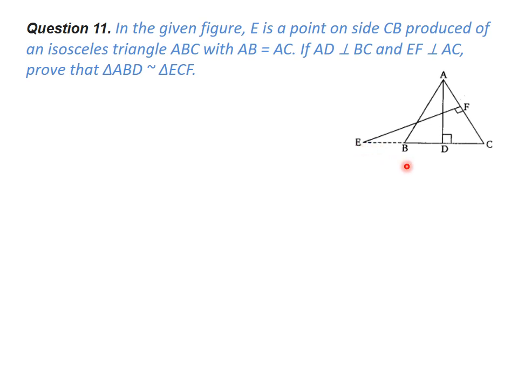If AD is perpendicular to BC, that means at D we have 90 degrees, and EF is perpendicular to AC, that is at F we again have 90 degrees. Then we have to prove that triangle ABD is similar to ECF. So this triangle will be similar to this one on the left hand side.